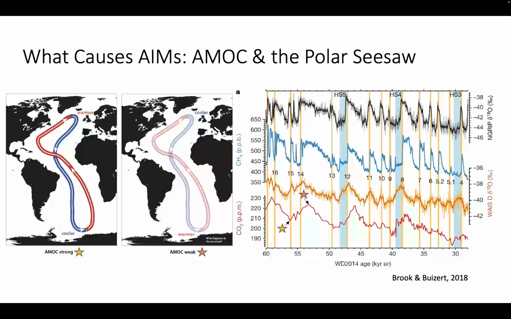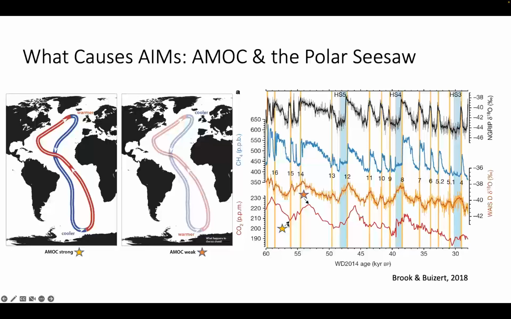And so the oscillations in AMOC strength cause climate oscillations in both hemispheres, as you can also see on this graph. And that's where these AIMs are coming from. So the peak of an AIM here is occurring when AMOC is weak or shut off, and then the trough is occurring when AMOC is strong.